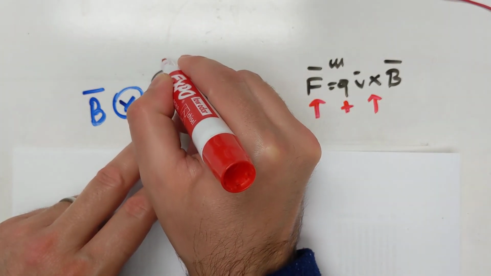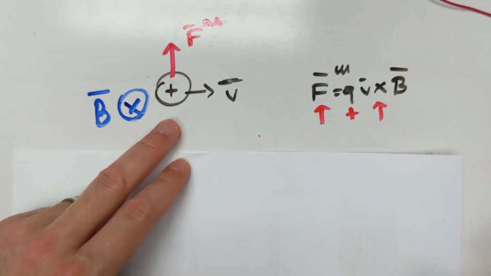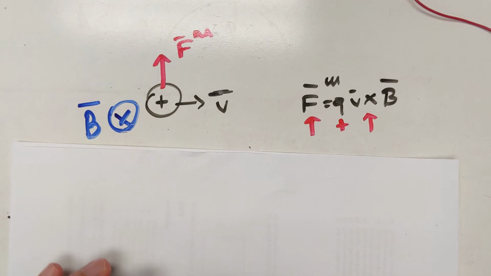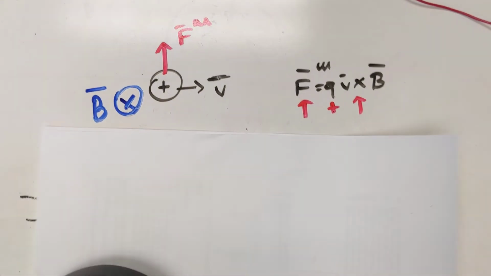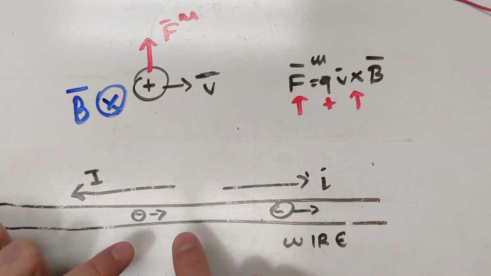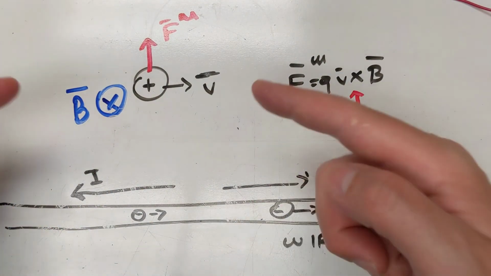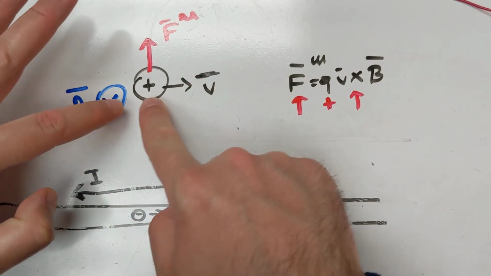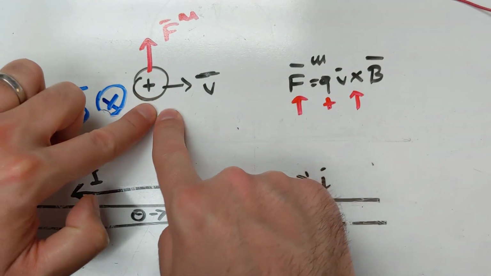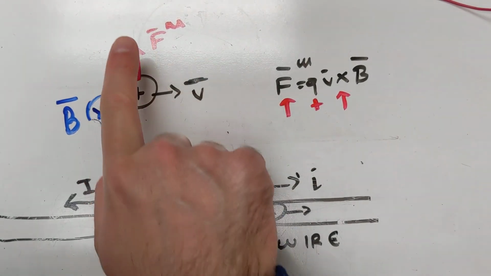So the magnetic force acting on this charge points in this direction. Now, again, where is this force coming from? Here. This wire, these moving charges create the magnetic field around the wire, and that magnetic field ends up interacting with this moving charge, giving us the magnetic force that's going to push it that way.